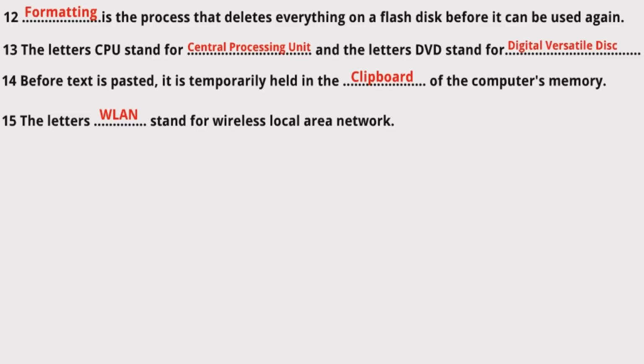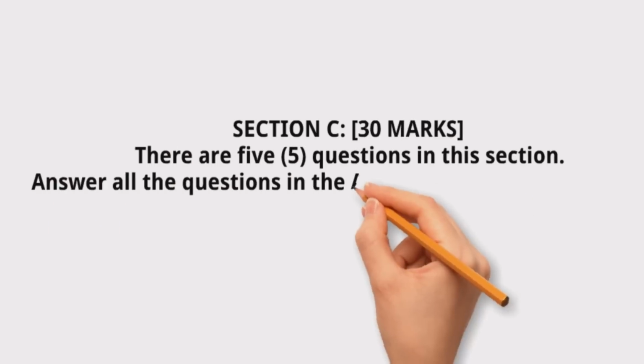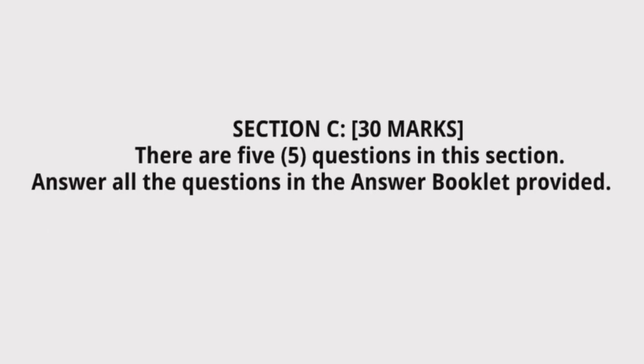Okay, we come to section C. Section C has got 30 marks, and the instructions are as follows. There are 5 questions in this section. Answer all the questions in the answer booklet provided. Make sure that your answers are written in the answer booklet that will be provided with you. I'm sure you should have the answer booklet with you. If you don't have, please raise your hand and ask for an answer booklet. Mostly it comes in the middle of the question paper.